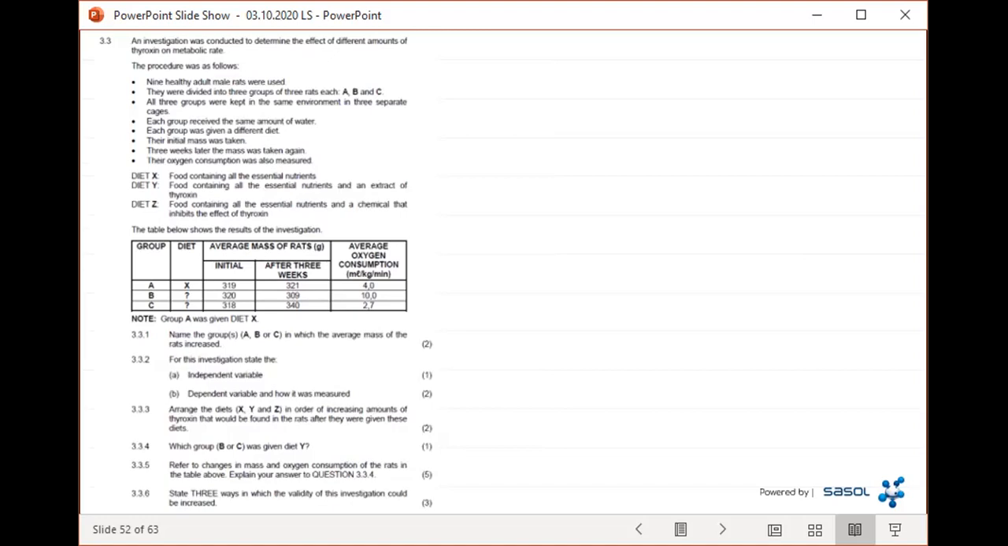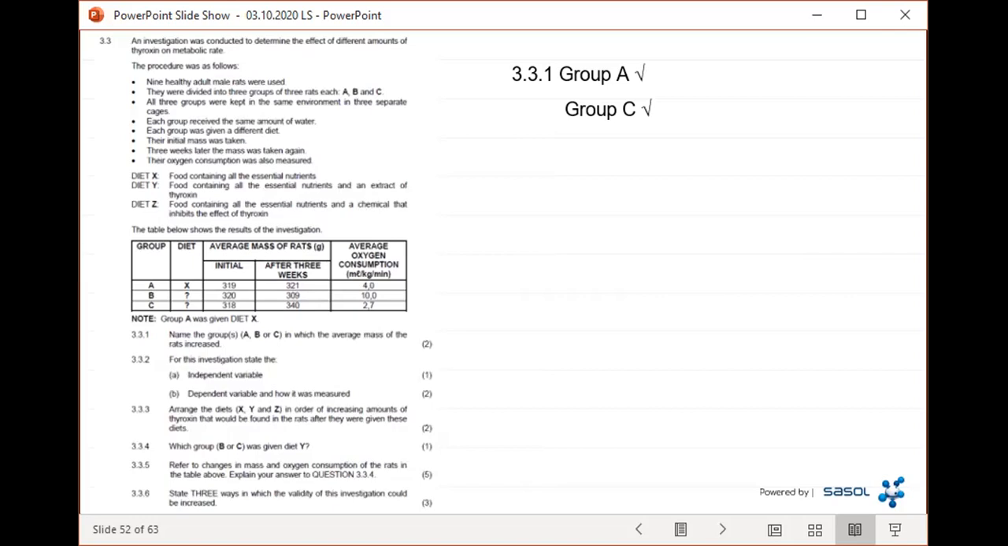Guys, to answer this question, you just need to look at the table, right? You have the initial average mass of the rats as well as the mass after 3 weeks. So you can observe that straight from the table. And according to the mark allocation, it is 2 marks. So there are 2 groups in which the average mass of the rats increased. If you see there, it would be group A, and you would get your mark for mentioning group A as well as mentioning group C.